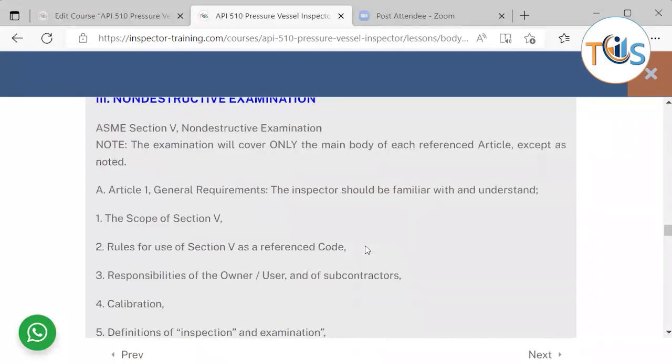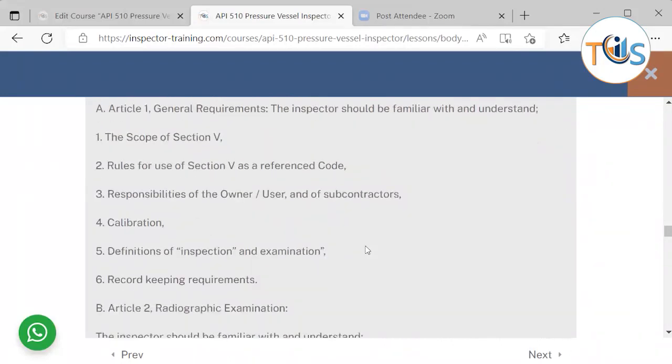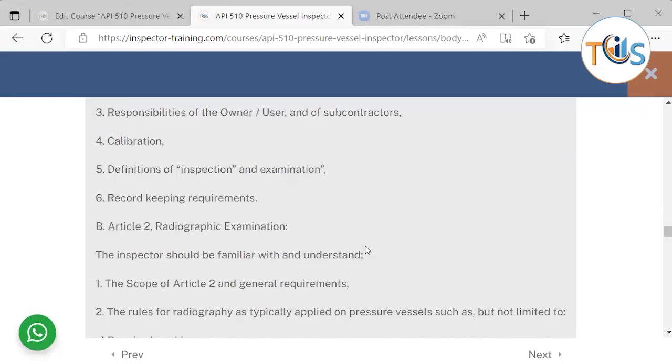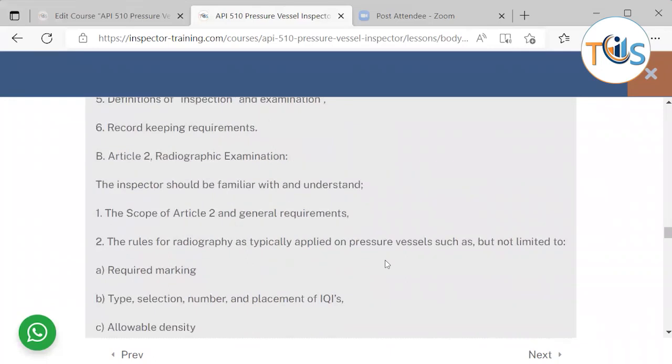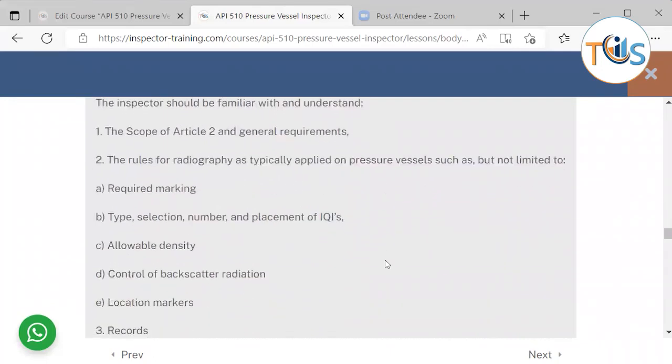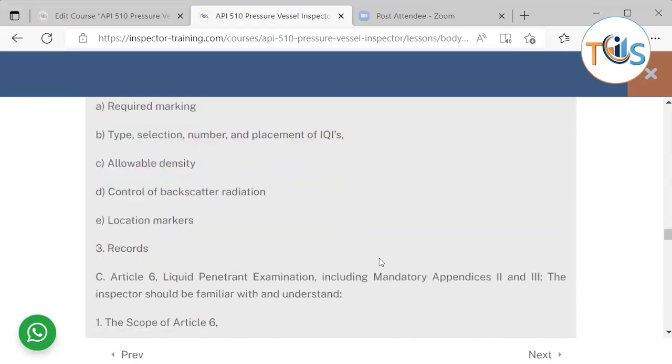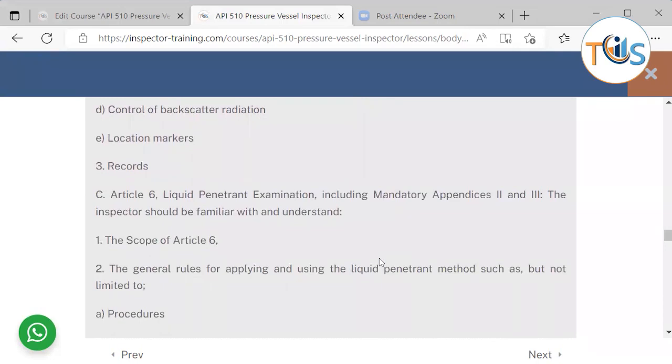Non-destructive examination: general requirements, calibration. There is a definition of inspection and examination we just explained, record keeping requirements, and then Article 2, radiography. Again, you should know about the reports, records, location markers, number of IQIs. They might ask you which IQI you need, for which you need to go to ASME Section 5 if it's an open book question, to find the IQI number. We'll have ample practice questions on this.